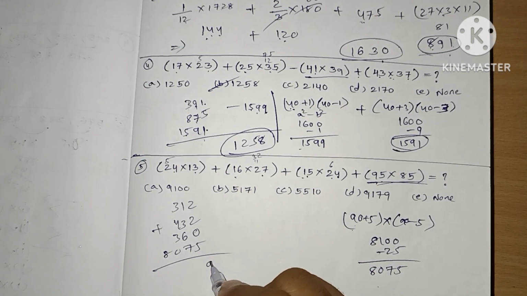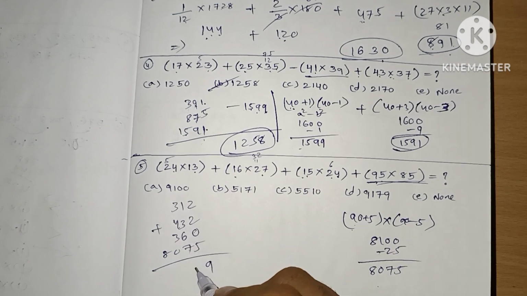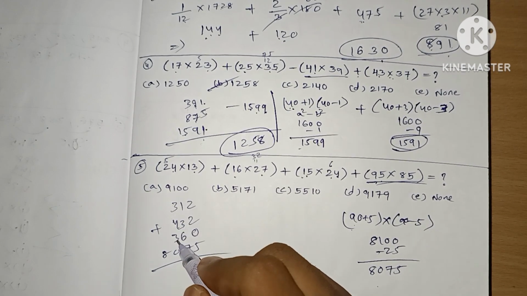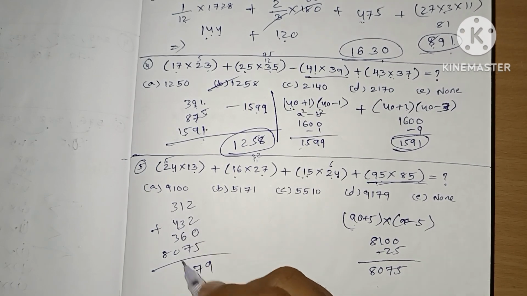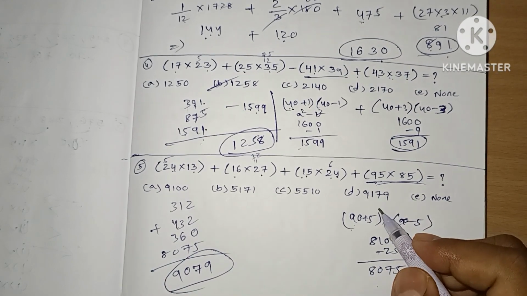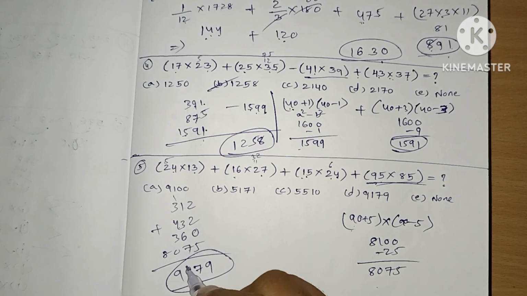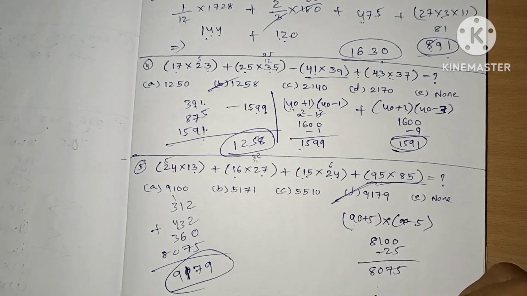Totally we have 9 at the unit digit, and these are 10 and 7. This will be 6 plus 4, 0 and 9. 9079 is our answer. Wait a second, this is 11. Okay, this is 9179. Option D is our answer.